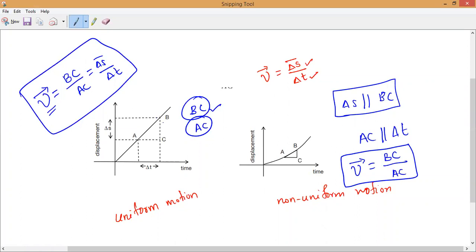So always remember, what is parallel to the displacement is the displacement, and what is parallel to the time is the time. In BC and AC, which is parallel to the displacement? BC. Displacement. And which is parallel to the time? AC.